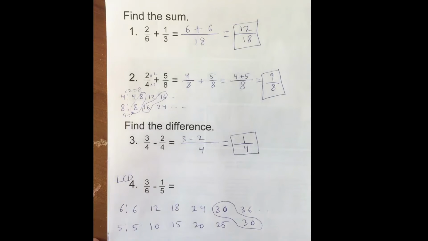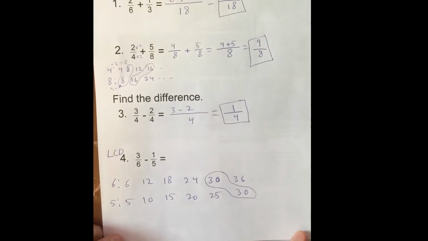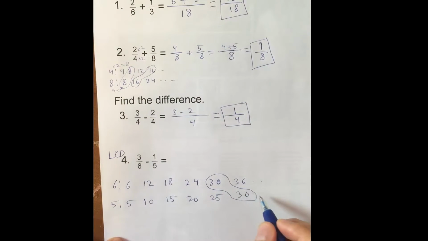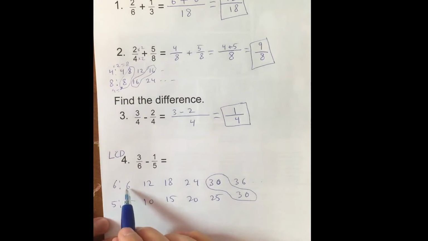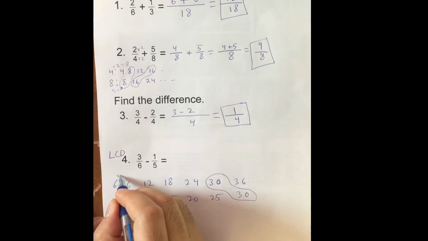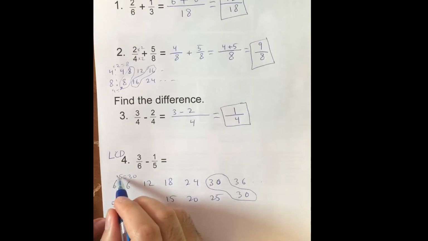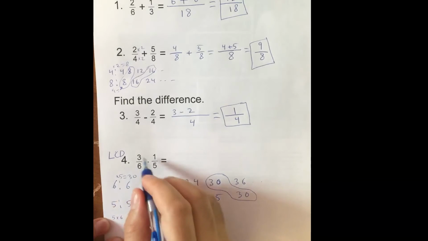There could be lots of other numbers, okay, but we don't look into that. We just want to find the lowest one. So 30 is common, both of them. Now we look, how many times did we multiply 6 to get 30? So 1, 2, 3, 4, 5. So 6 times 5 gives us 30. Now, how many times did we multiply 5 to get us 30? 1, 2, 3, 4, 5, 6. 5 times 6.